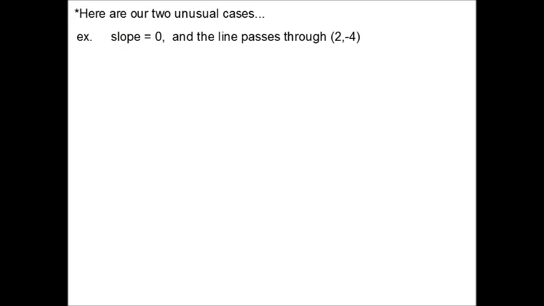Alright, now just with most of the graphing things we've done, we've got our two unusual cases that keep cropping up, and here's the first one. Okay, we've got our slope of 0, so again, if you don't like the word slope, use m. m is 0, and the line passes through 2, 4. Again, there's my x1 and my y1. Okay, so here I've got numbers for the things I want numbers for.